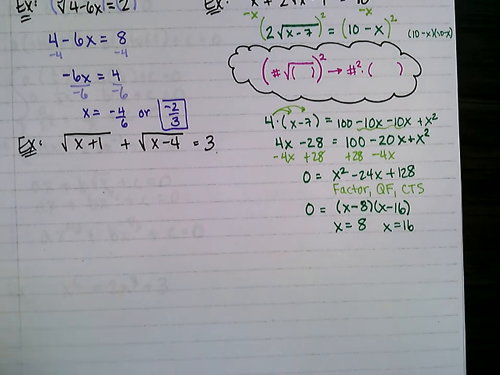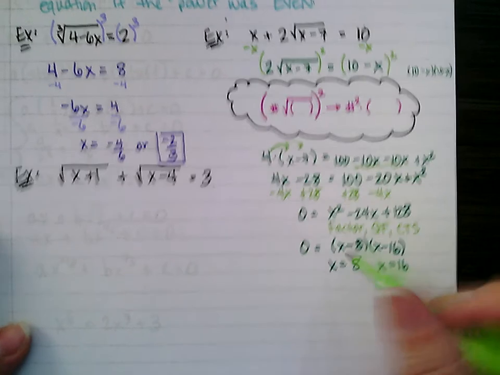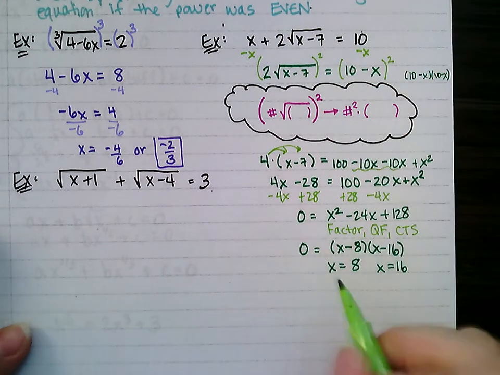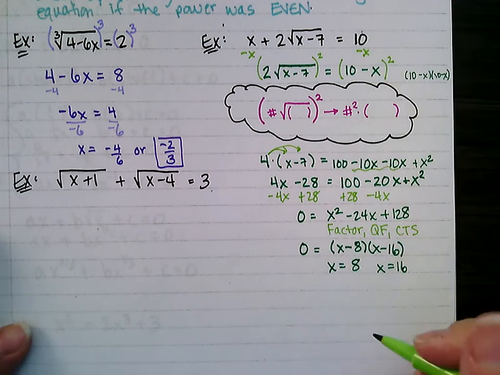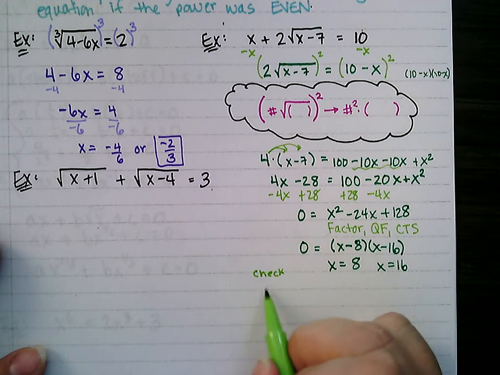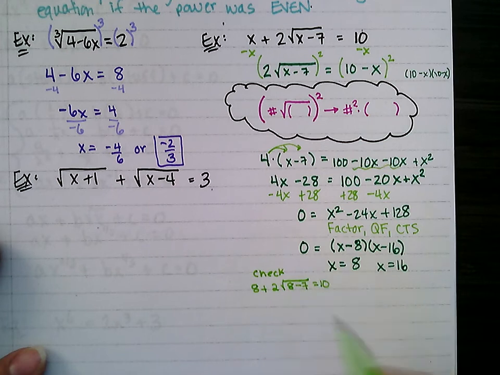Now, do I have to check these? Yes, I do. Because my original index was even, I have to check it. So I'm going to end up replacing these x's in the original equation with 8, and then do it again, replace it with 16. So I will check these. So I will have 8 plus 2 square roots of 8 minus 7 equals 10. Then I just work through this left side. So that's 8 plus 2 square roots of 1.